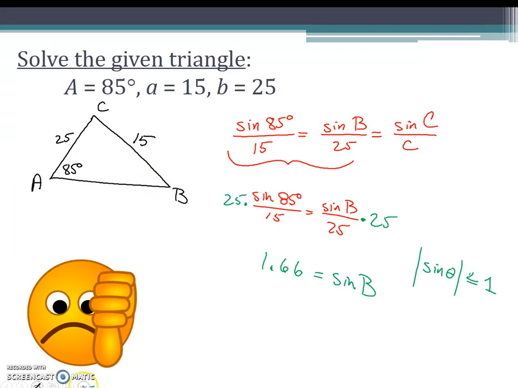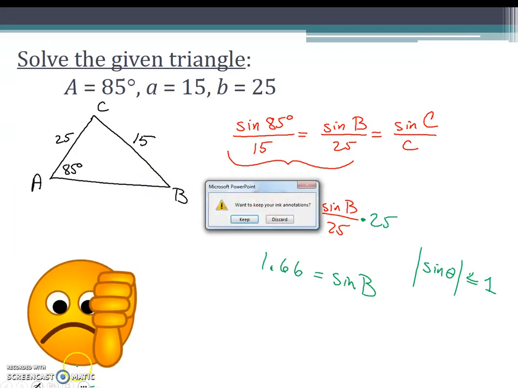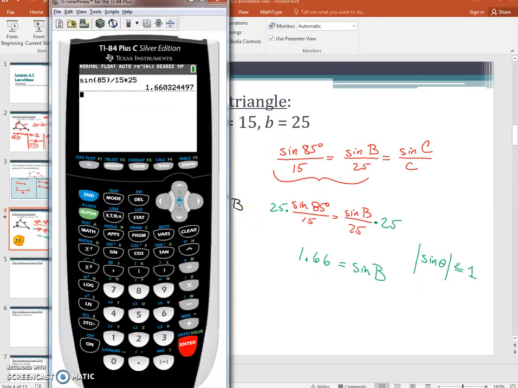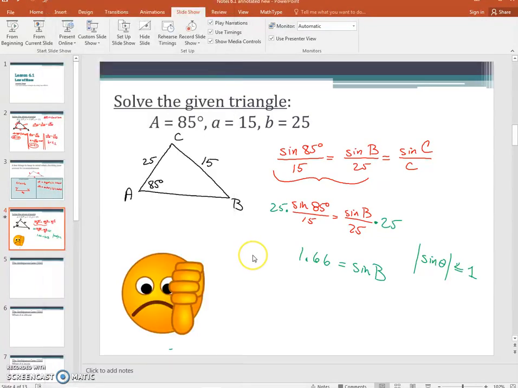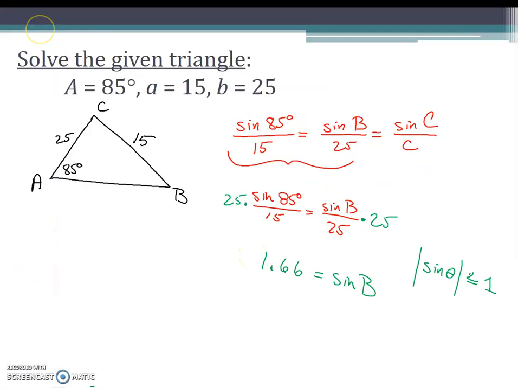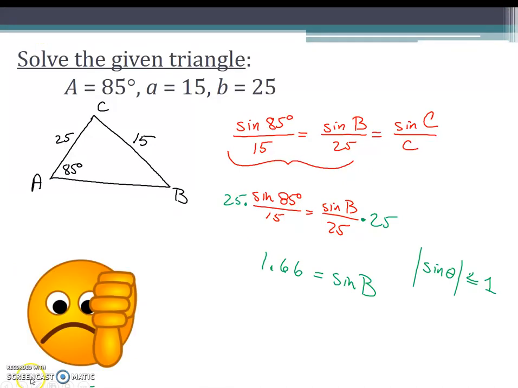And if you don't really believe me, it's all right, of course. Try punching in the inverse sine of that previous answer into your calculator. The inverse sine of the previous answer, and you will get a domain error telling you that there is no angle whose sine is 1.66. So what this brings up is something called the ambiguous case.